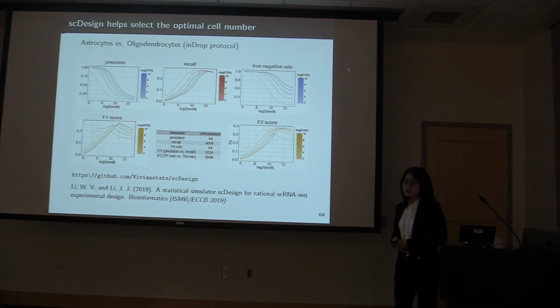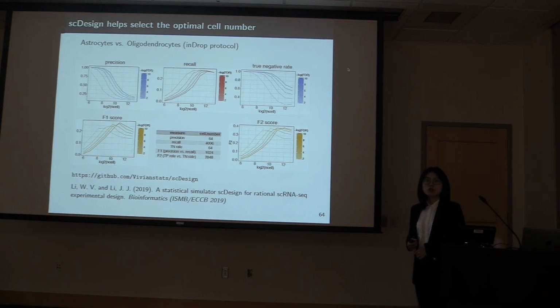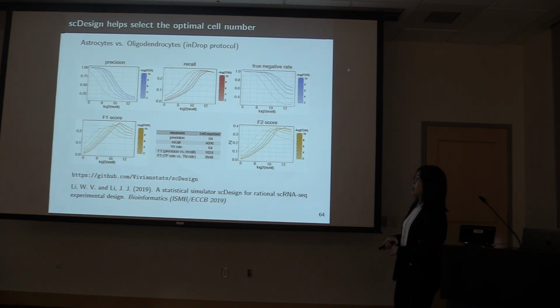As a specific example, suppose we want to detect the differentially expressed genes between two types of glial cells, astrocytes and oligodendrocytes. Then we can apply the SC design tool to simulate RNA-seq datasets with a fixed sequencing depth but varying cell numbers. And then, based on each pair of RNA-seq datasets with varying cell numbers, we can evaluate the accuracy of differential expression analysis based on different criteria such as precision, recall, or F scores. And for each criterion, we can report the optimal cell number of the two cell types. Based on these results, researchers can guide their practical single-cell RNA-seq experiments according to their specific research questions. And this method is also implemented as an R package, which is available on GitHub.